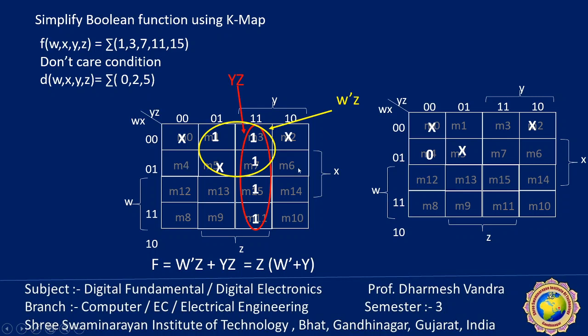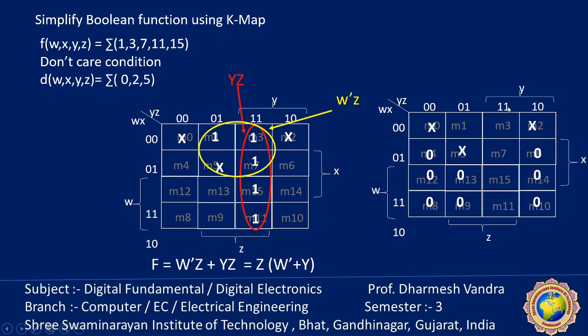In the second row, M6 is also 0, M8, 9, and 10, 12, 13, and 14. So these are the zeros and don't care. We have to find out in form of product of sum. This is the sum of product.